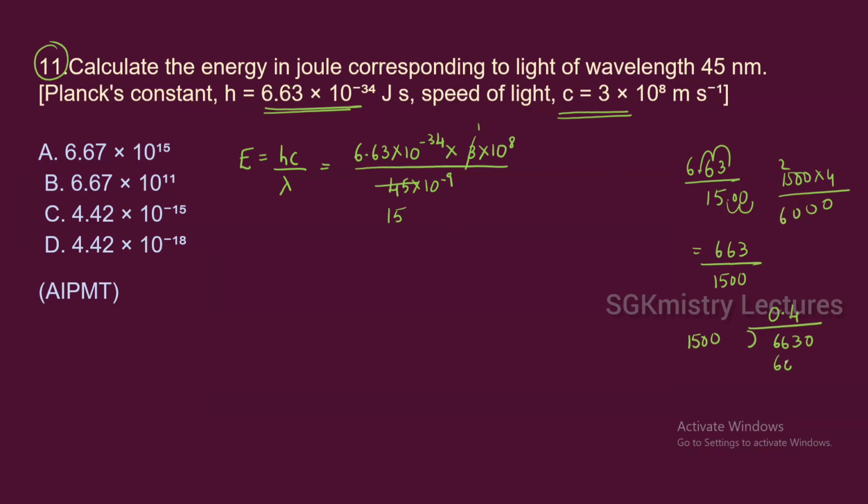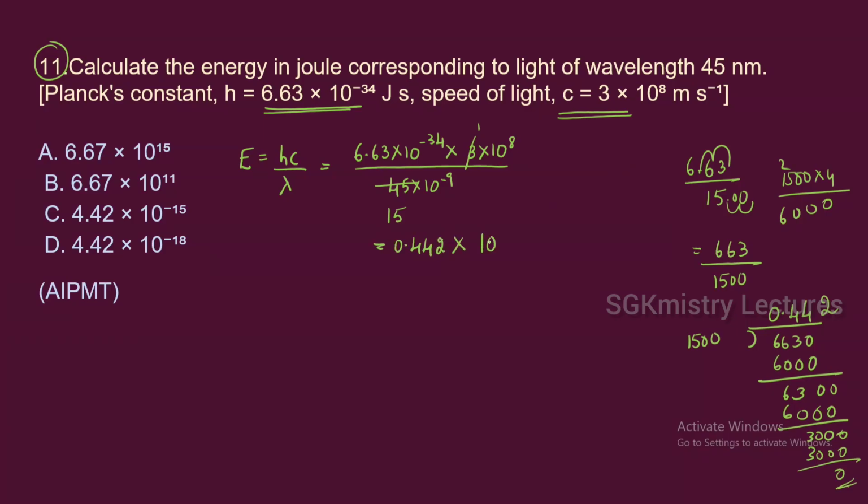So we have 3. Again here 6, now again it will be 0. So again I'm going to get 4, right? So 4 times 1500 is again 6000. So 300 remains. And then it goes on. So here you get 2, right? So 3000. So you get here 0.442 into 10 to the power of.